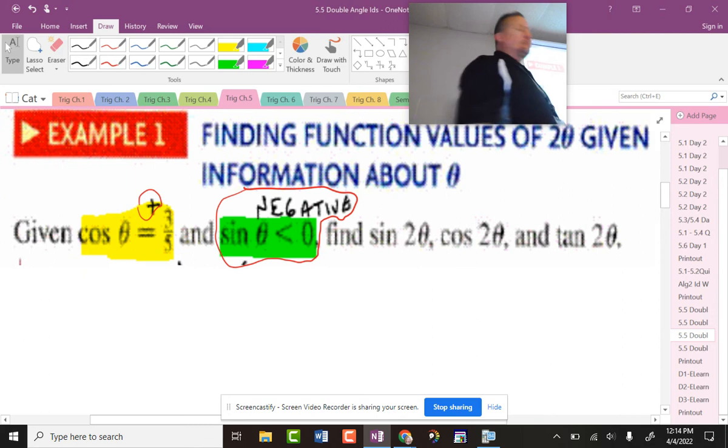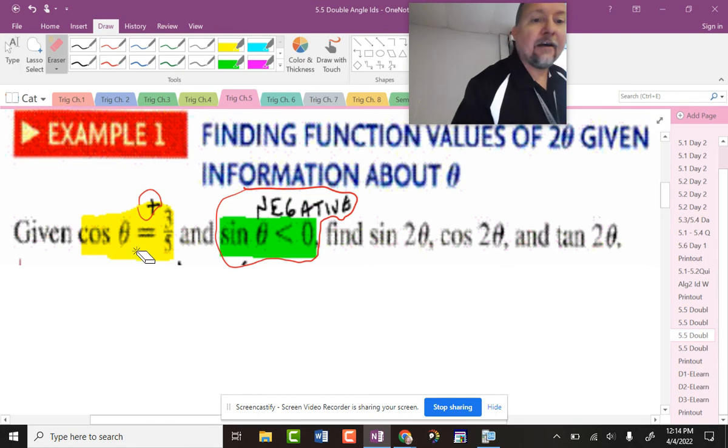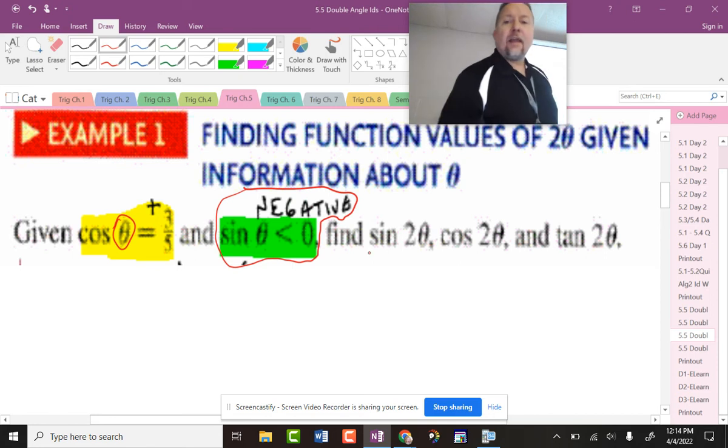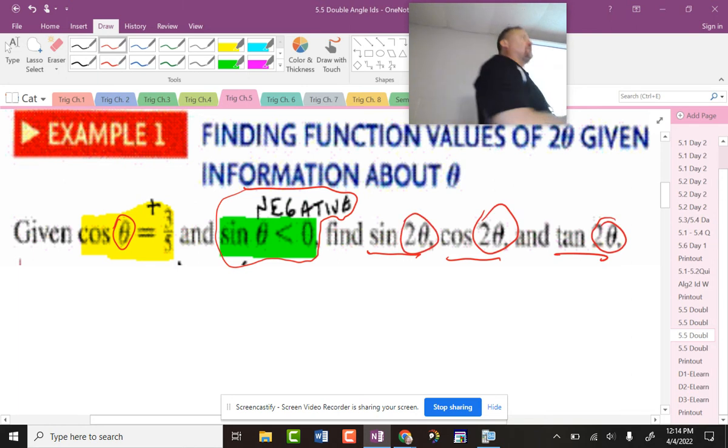This is what I mean. This has nothing to do with 30s, 60s, and 45s. They just give you a general piece of information about theta, and then they want you to find sine, cosine, and tangent of 2 theta. And all you have to do is use the rule from your sheet, the identity. So here's what you have to do on this.